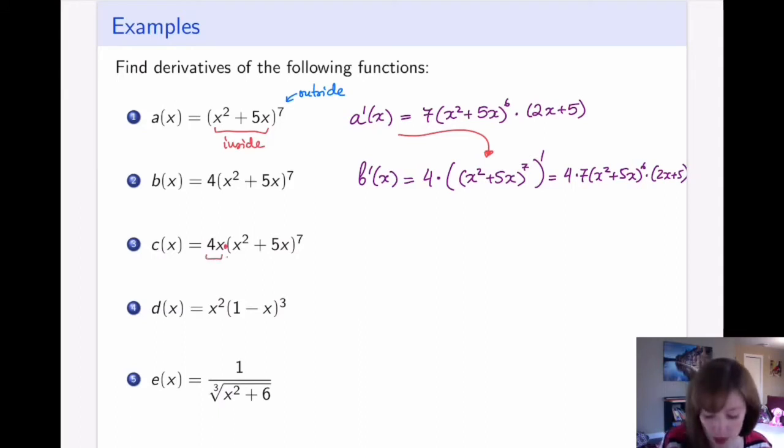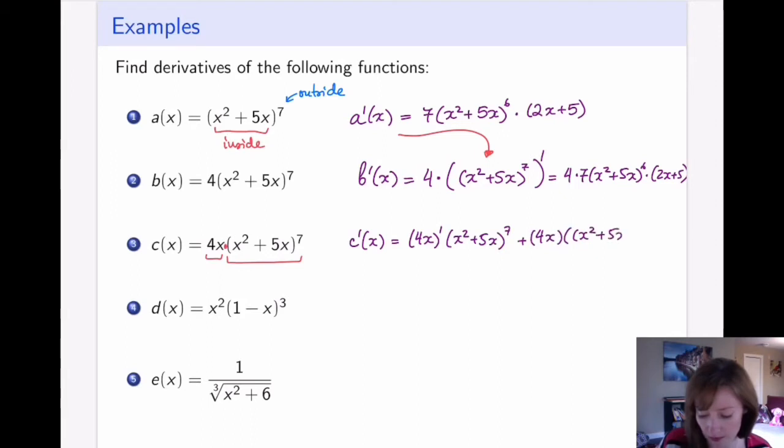So here I have a product of two functions. So the first rule I have to apply is the product rule. So the derivative of c here would be, recall the product rule is, the derivative of the first function times the second function plus the first function times the derivative of the second. Okay, and once you have that, the derivative of 4x is just 4.